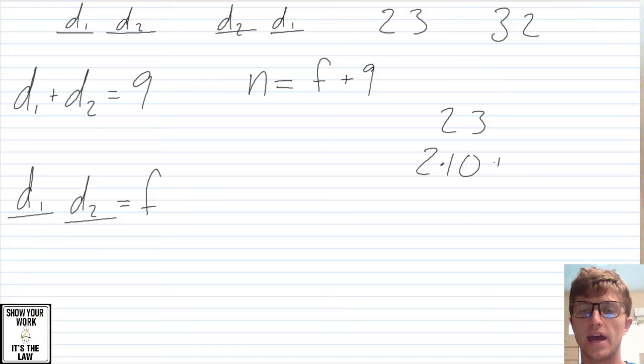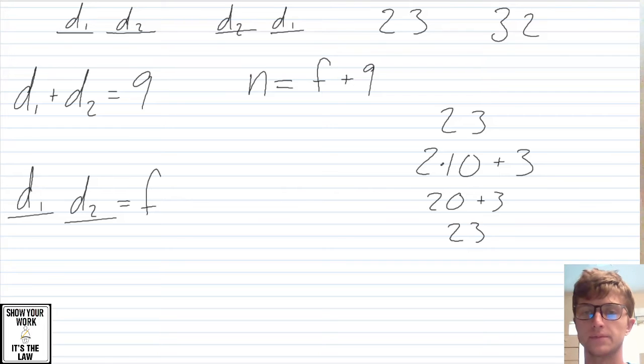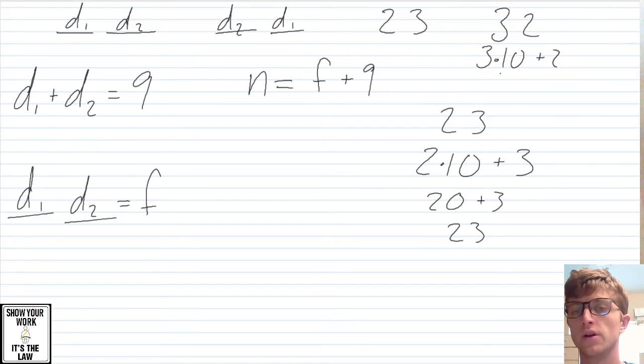And then we add 3. So if we take a look at that, 2 times 10 is 20, plus 3. 20 plus 3 is 23. Same thing with 32. That's 3 groups of 10, plus 2, 30 plus 2, 32. That's how we construct two-digit numbers.